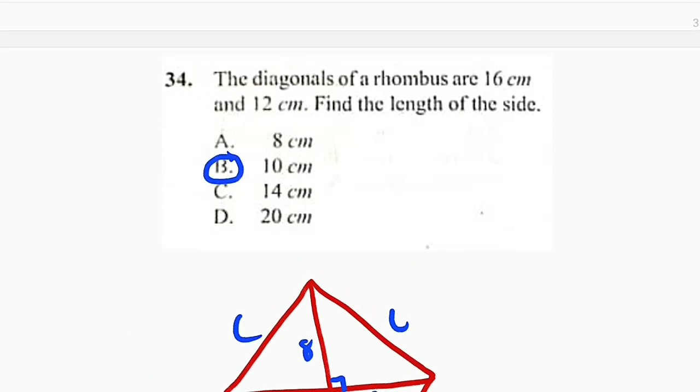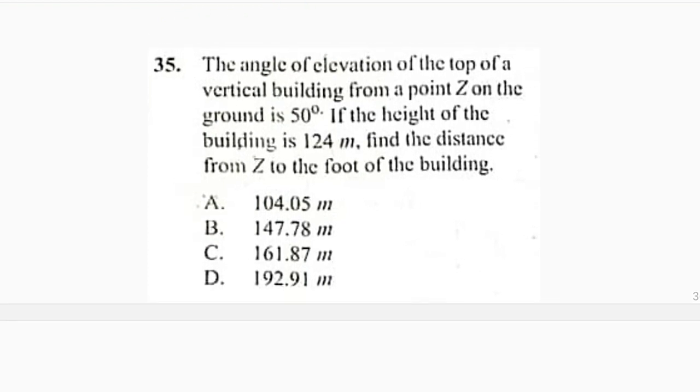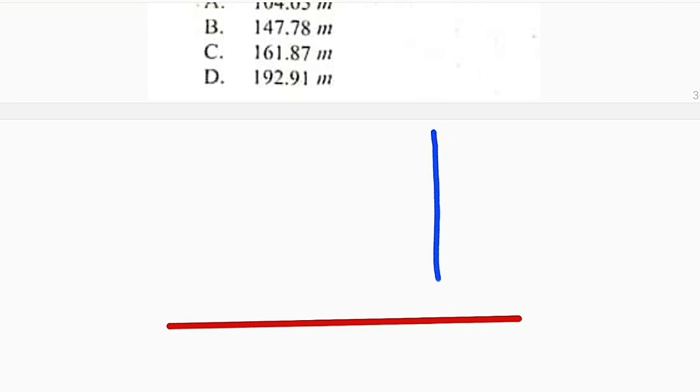Now let us take the last question for today, which is 35. The question reads, the angle of elevation to the top of a vertical building from a point Z on the ground is 50 degrees. If the height of the building is 124 meters, find the distance from Z to the foot of the building. Okay, let's assume we have a horizontal ground like this, and it happens we have a vertical building.